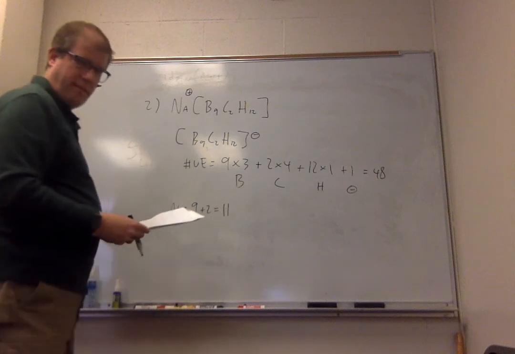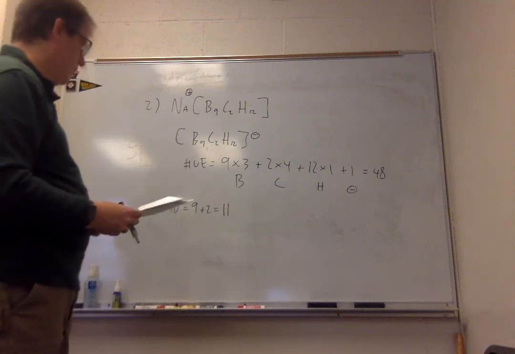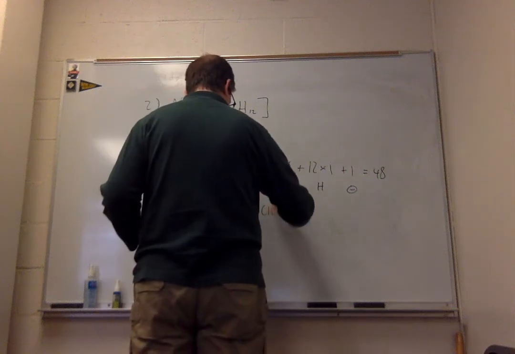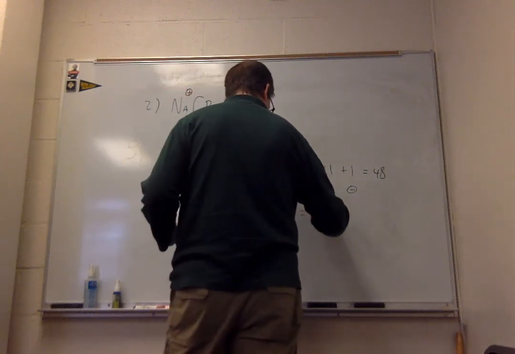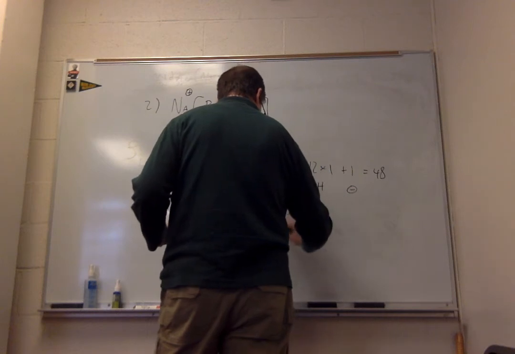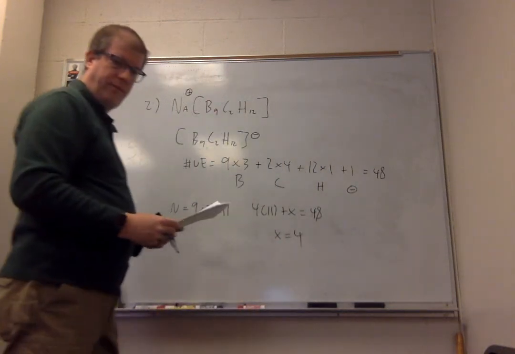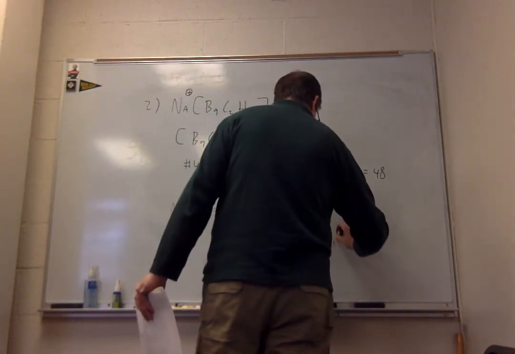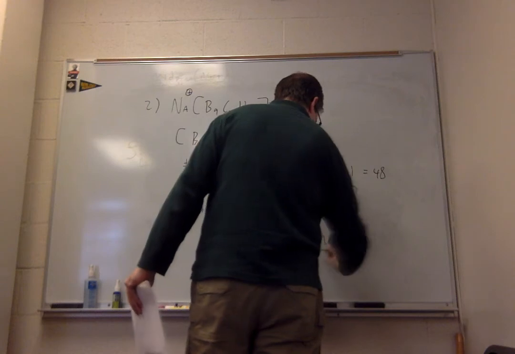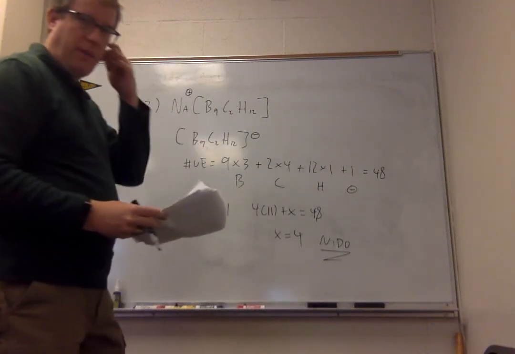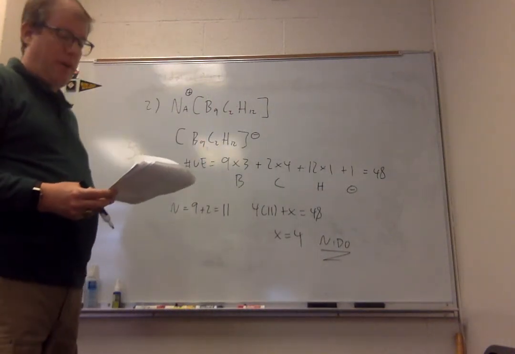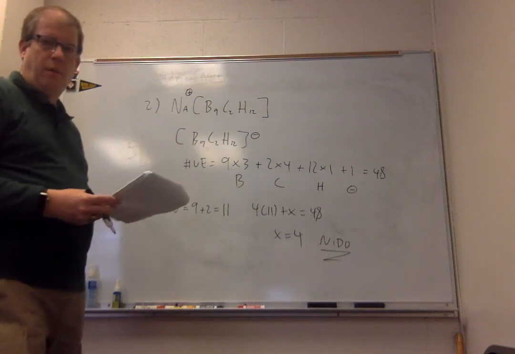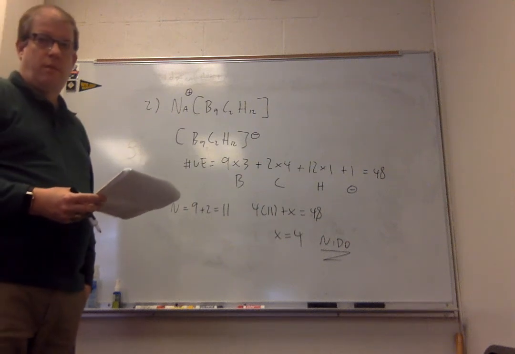We have 11 vertices. And so using the Wade-Mingos rules, X is 4. We have a nido cluster. And so carboranes, like boranes, can be nido or arachno.